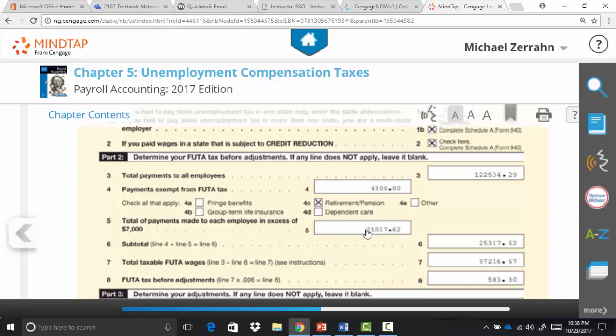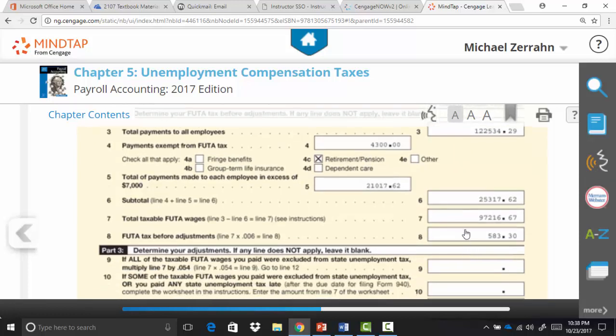So we're going to add these two together. We're going to subtract them from our total wages, and it gives us our total federal unemployment tax that we have to pay on. We multiply that by 0.006 or 0.6% to give us $583.30.